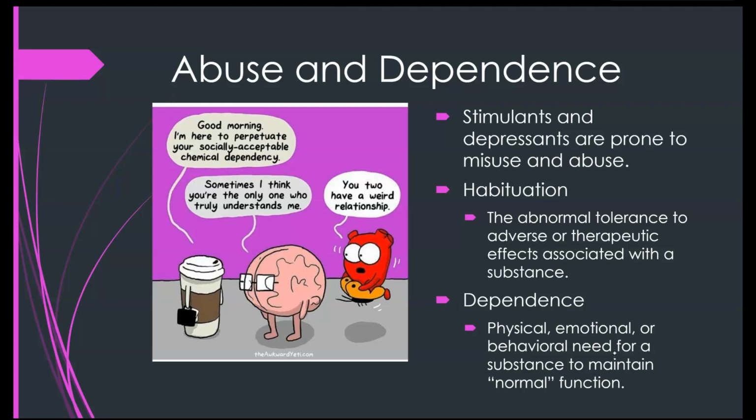Dependence is when there's an actual emotional and behavioral need for the medication, stimulant, or depressant in order to operate, right? You see this very commonly with alcohol. People go home and have a beer every night so that they can unwind, or a glass of wine every night so they can unwind. That's moving into this dependence region, right? Because if they go home and don't have their glass of wine, it throws off their whole schedule or something to that effect.